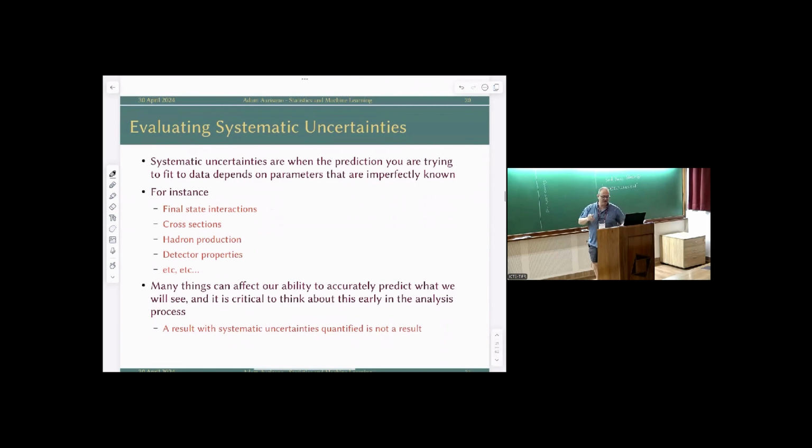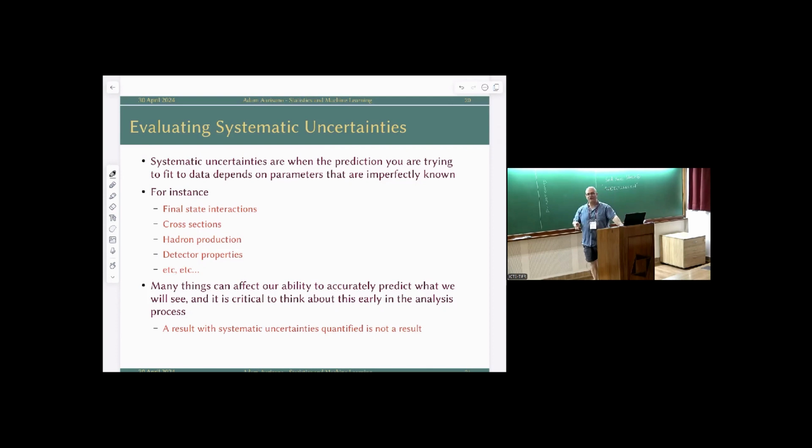Okay, now systematic uncertainties. Systematic uncertainties are when the prediction you're trying to fit to data depends on parameters that are imperfectly known, right? So there are many, many things. John talked about a whole bunch of them already, but there are tons of places where we have maybe made idealized assumptions, and we need to account for that.